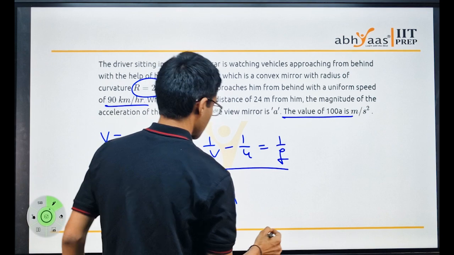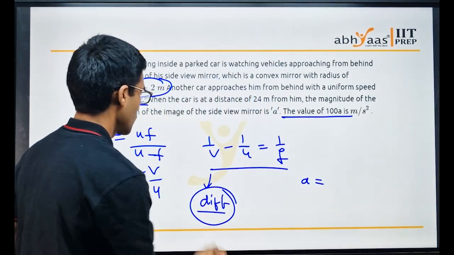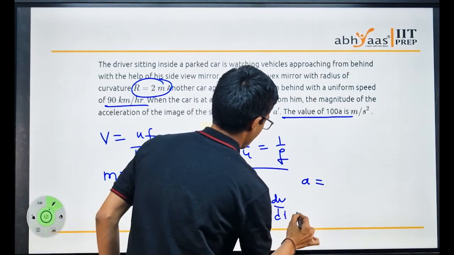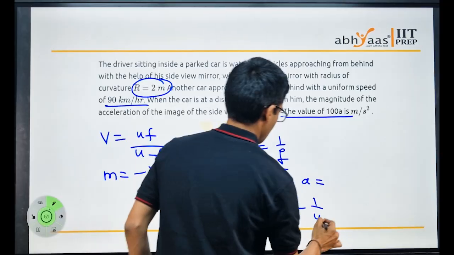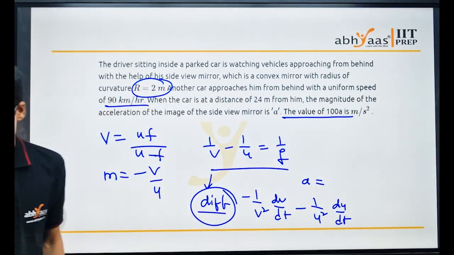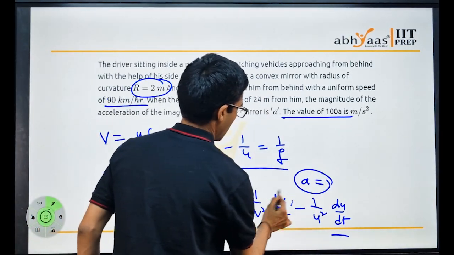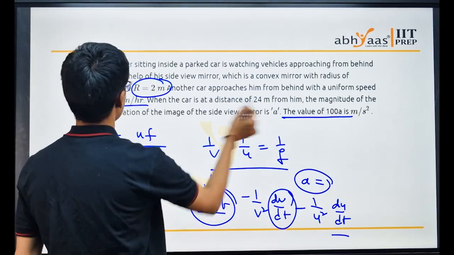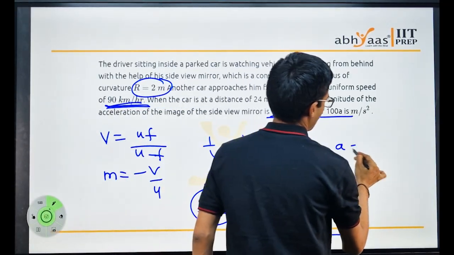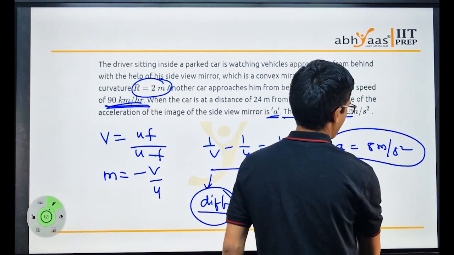So what happens if you differentiate: minus 1 by v square dv by dt, minus 1 by u square du by dt. You know dv by dt and du by dt, so calculate and apply them here, because speed is also given. So finally you need to calculate the acceleration. If you double differentiate this, you will get the acceleration around 8 meter per second square.